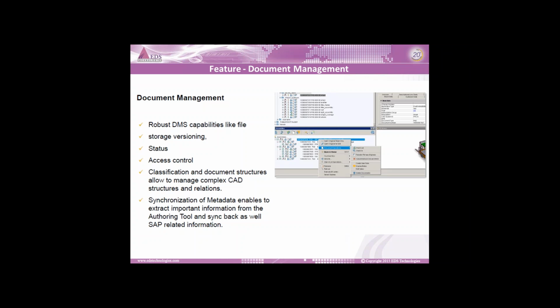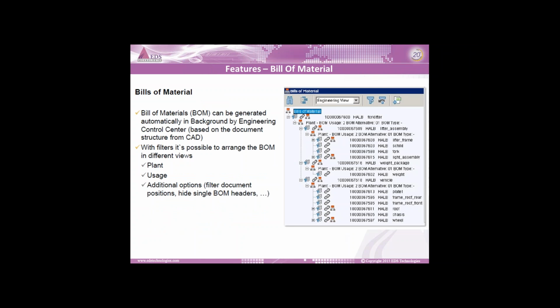So the document structure, with the parent-child relationship, be it any CAD platform that we are talking about, the bill of materials can be automatically generated from this particular document structure. And whatever structure that we are seeing on this particular design solution, the same structures are managed and made available in the SAP ERP through this SAP PLM interface called Engineering Control Center.